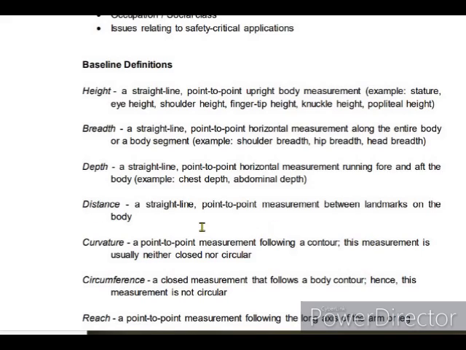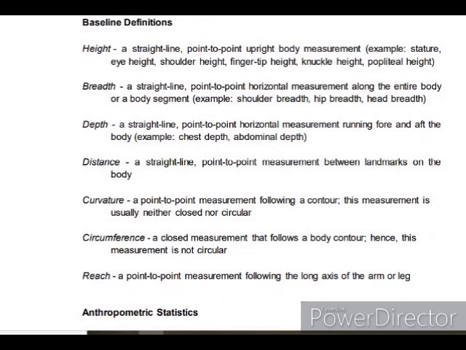Next, the distance. Distance is a straight line, point to point measurement between landmarks on the body. Okay, so important here, guys, is you have the two points, okay, from where you are going to measure. Next, curvature, a point-to-point measurement following a contour. So this measurement is usually neither closed nor circular.